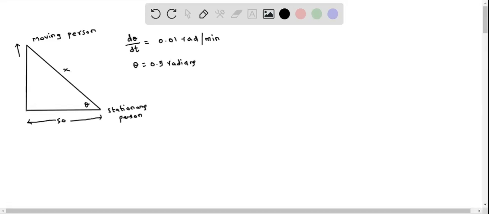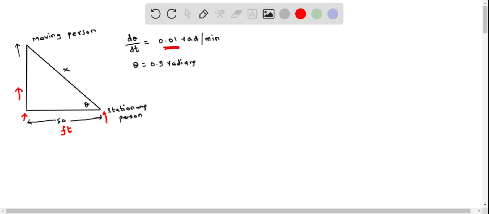In this question, we have two people who are separated by 50 feet apart. So at the beginning, the two persons are located at this point. One of the persons is located at this point and the other person is located at this point, and they are separated by 50 feet. And this person starts walking towards the north direction such that the angle between the person and the other person is changing at a rate of 0.01 radians per minute.